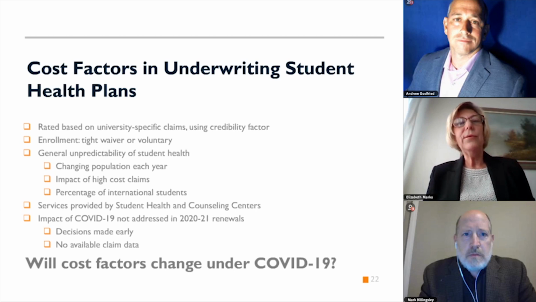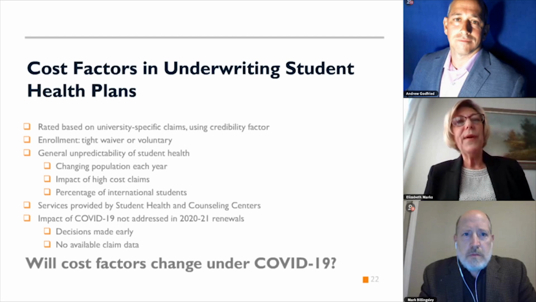The data indicates that international students are not high utilizers typically of student health plans. And this is probably because they come from other countries where they're not familiar with the US healthcare system and they don't access care in the same way. So to the extent that you have a large international student population, that group will obviously have lower claims and help to support the higher claims expected from domestic students.